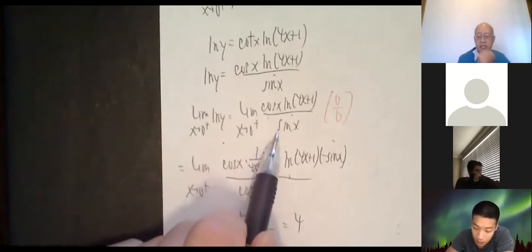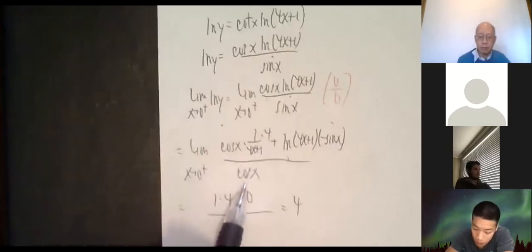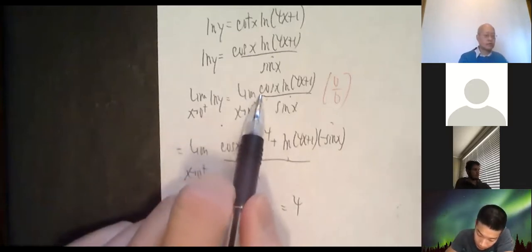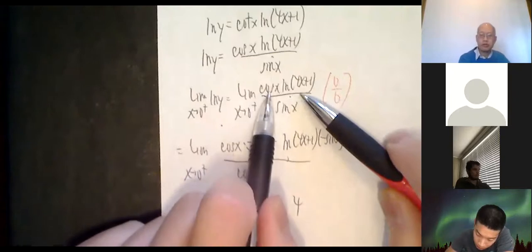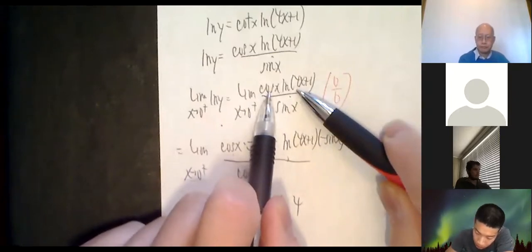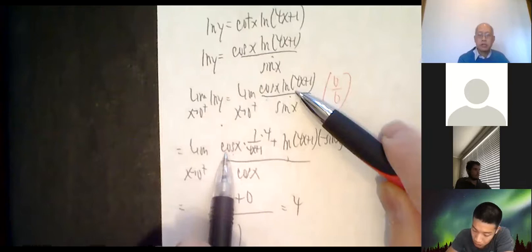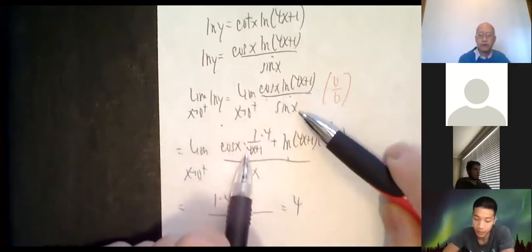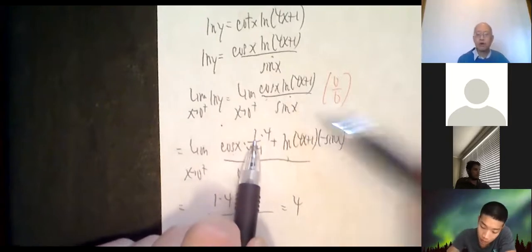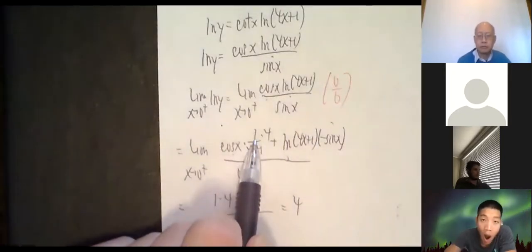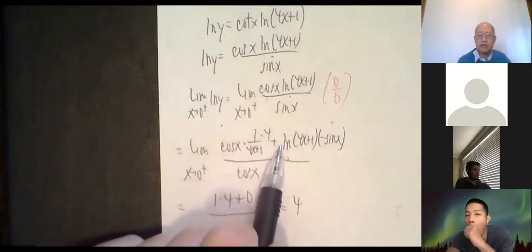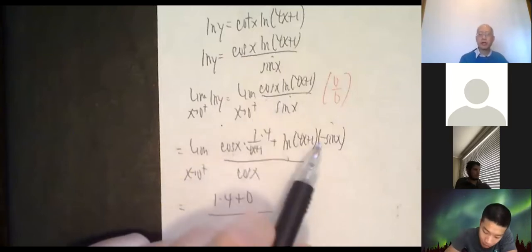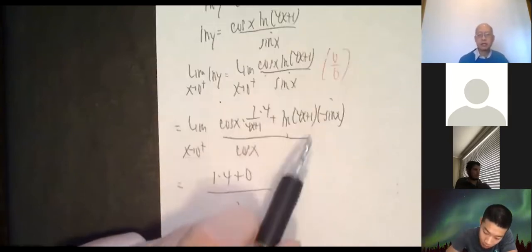Let me get the bottom out of the way. That's easier. Derivative of sine x, cosine x. Derivative of the top, unfortunately, I have to do the product rule. First function, second function. So first times derivative of second. Derivative of ln of 4x plus 1 is 1 over 4x plus 1 times 4, chain rule, plus second function, ln of 4x plus 1, times the derivative of the first, derivative of cosine x, is negative sine x.